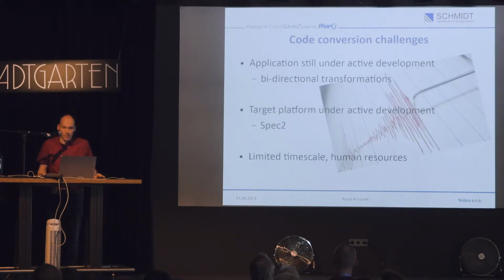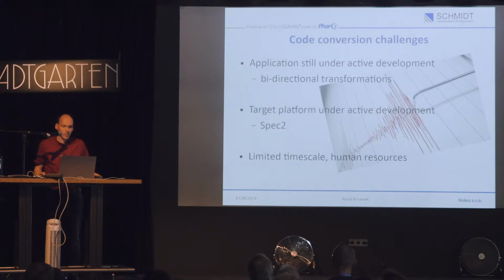But that's not all. The problem is that the application that you want to port is still under active development in VisualWorks. At least it was at the beginning of the transition project. So what you need is a bidirectional transformation from VisualWorks to Pharo, and ways to manage the code and the changes that you made.